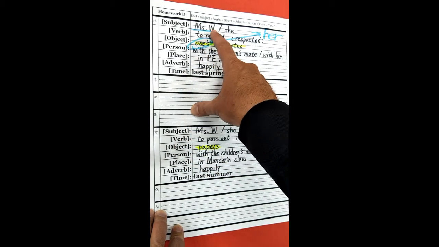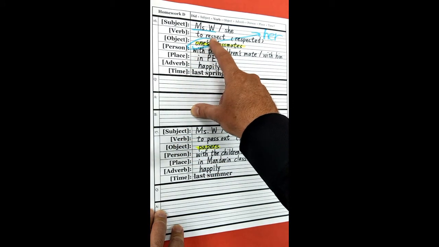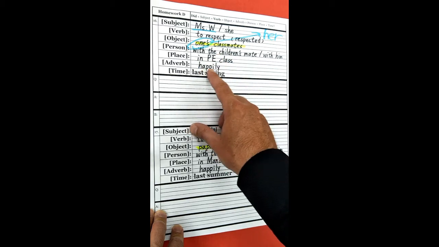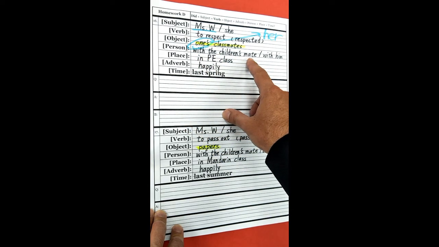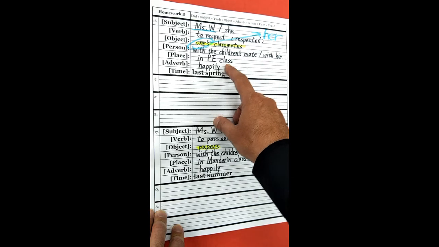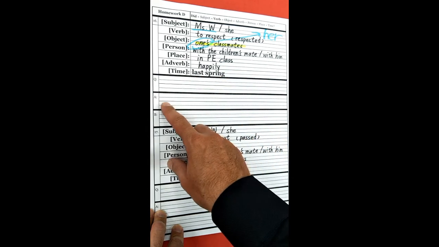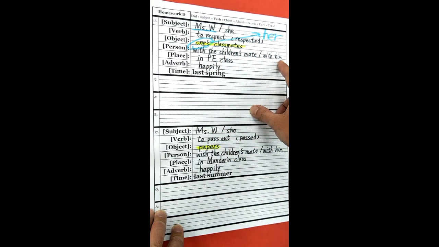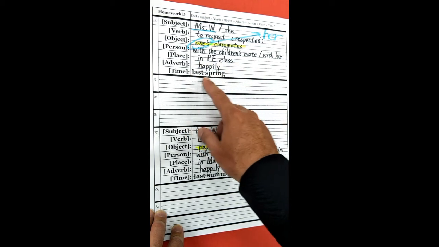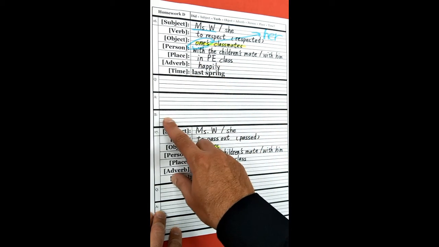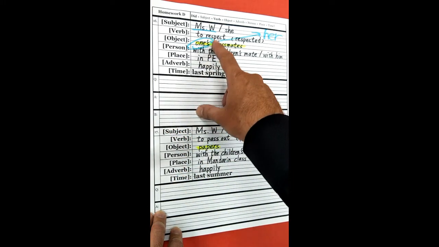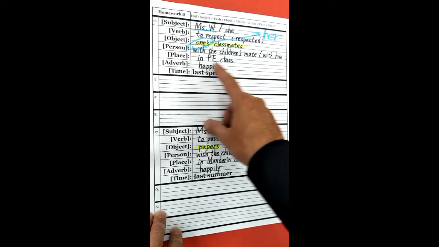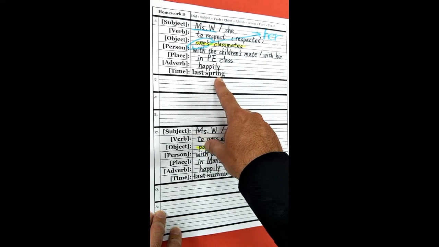Did Ms. W respect her classmates happily with the children's mate in PE class last spring? Yes, she respected her classmates happily with him in PE class last spring. No, she didn't respect her classmates happily with him in PE class last spring.